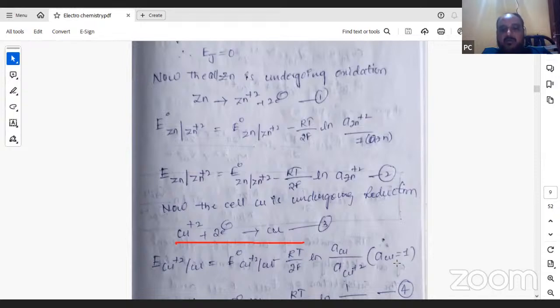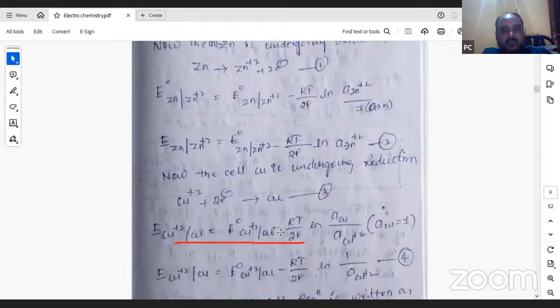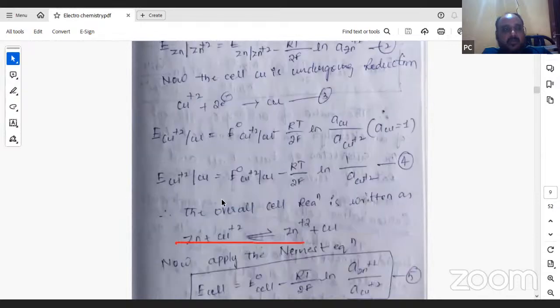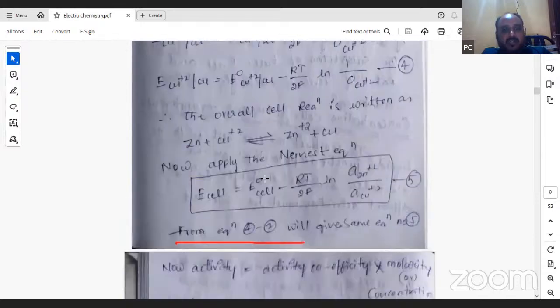Activity of copper is the solid, therefore activity is 1. Copper plus 2 is the ion, its activity should be there, right? So therefore we'll get this equation. The overall cell reaction: zinc is undergoing oxidation, then copper plus 2 is undergoing reduction, that is, copper plus 2 is converted to copper. So this is the overall cell reaction.